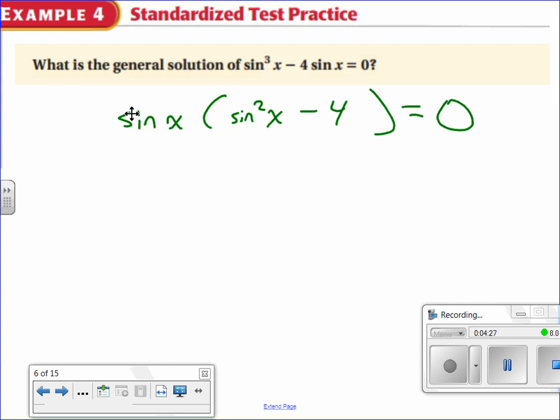At this point, we're ready to utilize our zero product property. Yay! We've got this term multiplying by this term and getting 0 as our answer. That's the zero product property. So we conclude that either sine x equals 0 or sine squared x minus 4 equals 0. And we'll just solve both of those.